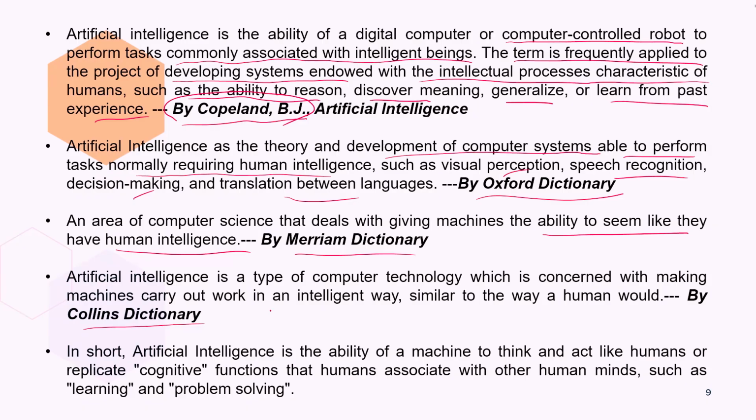Then we have a definition given in the Collins Dictionary. It is a type of computer technology which is concerned with making machines carry out work in an intelligent way, similar to the way a human would. So everywhere you see that it is being compared, even in the definitional aspects, with human intelligence.